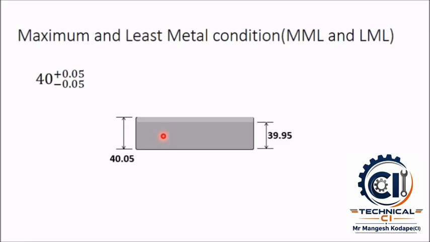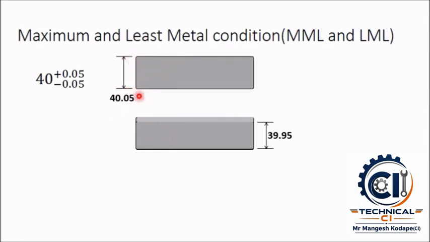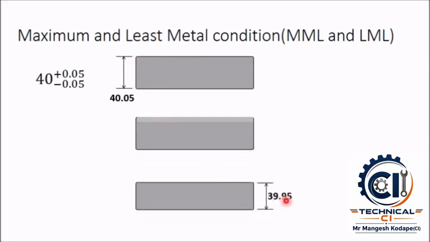Now in this, a shaft may have maximum diameter 40.05, or a shaft may have minimum diameter of 39.95. This maximum diameter shaft is called MML, or maximum metal condition, and this shaft with least diameter is called LML, or least metal condition. Maximum metal is because this diameter is more, therefore more material is there. This diameter is less in this shaft, therefore less material is there.